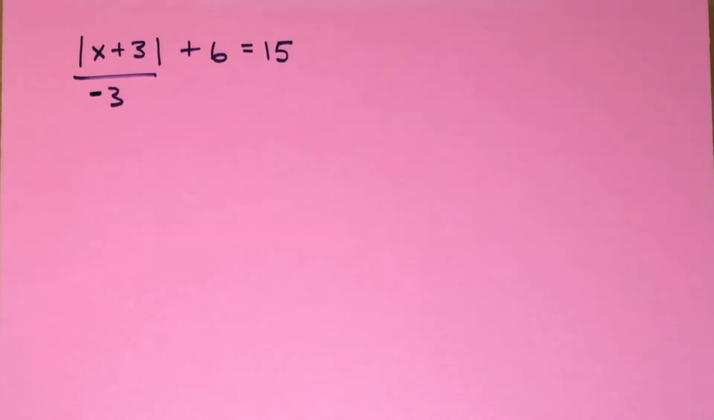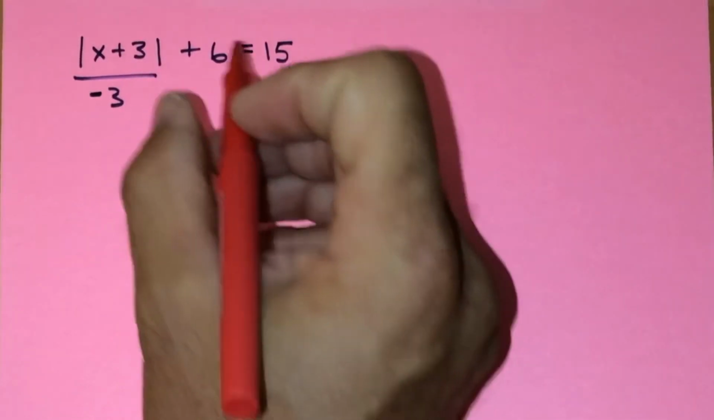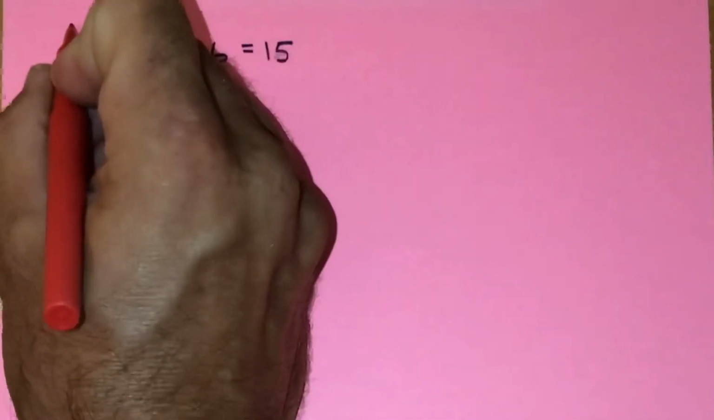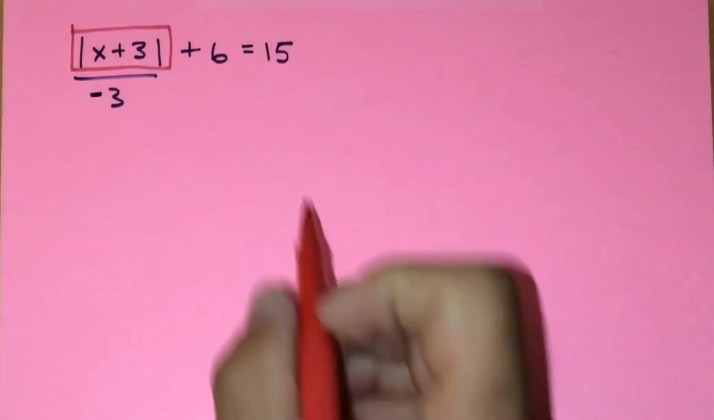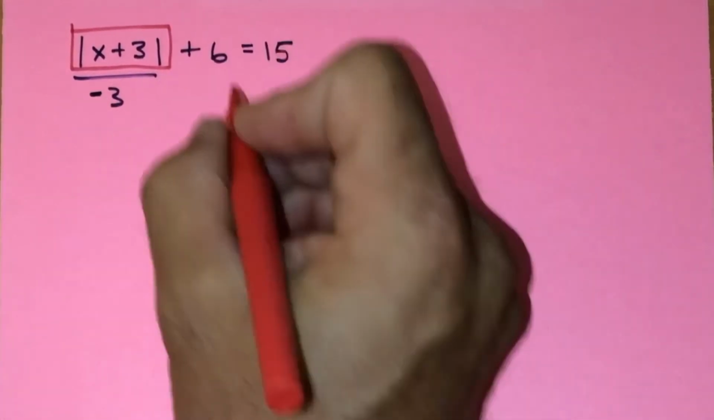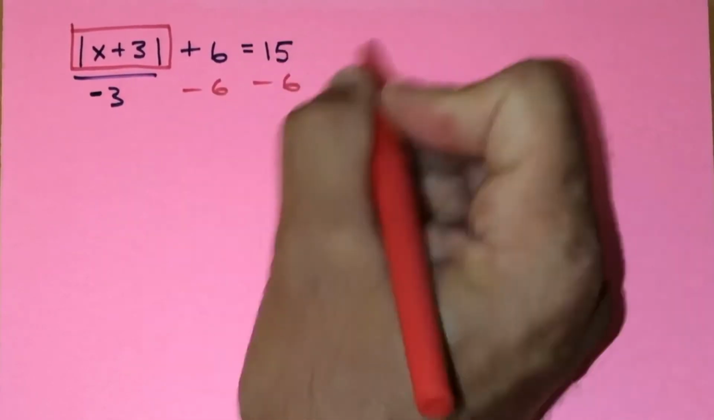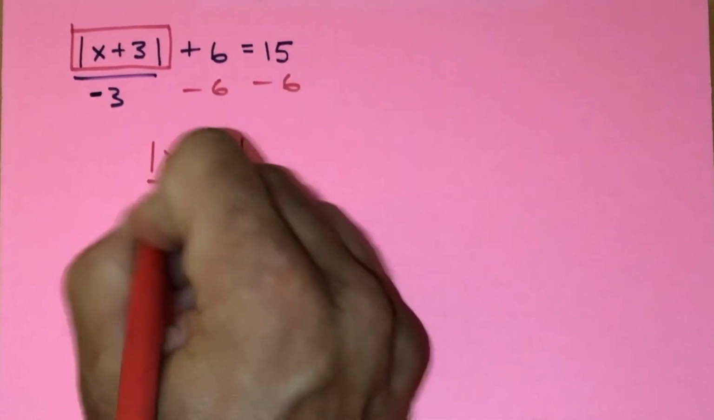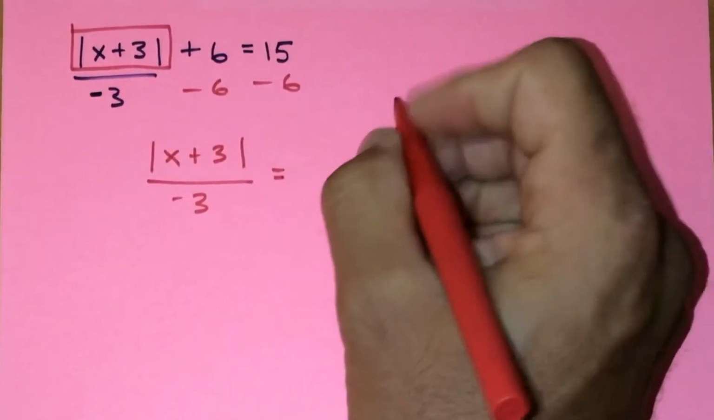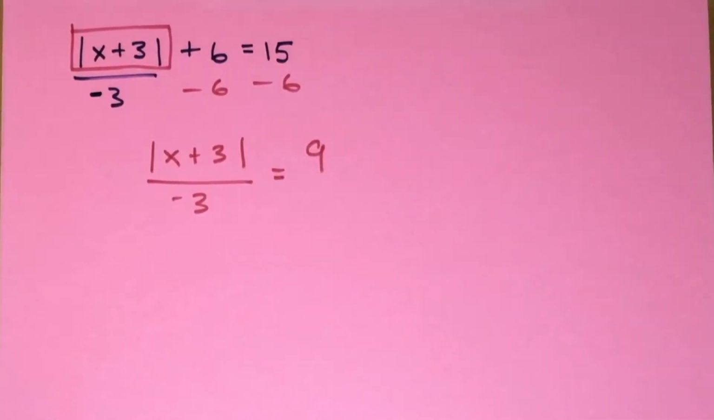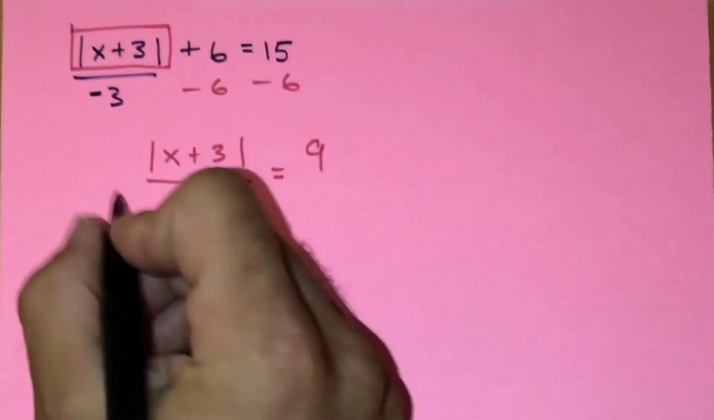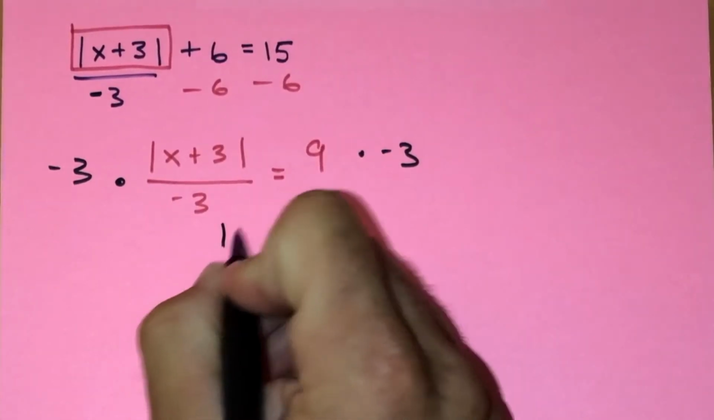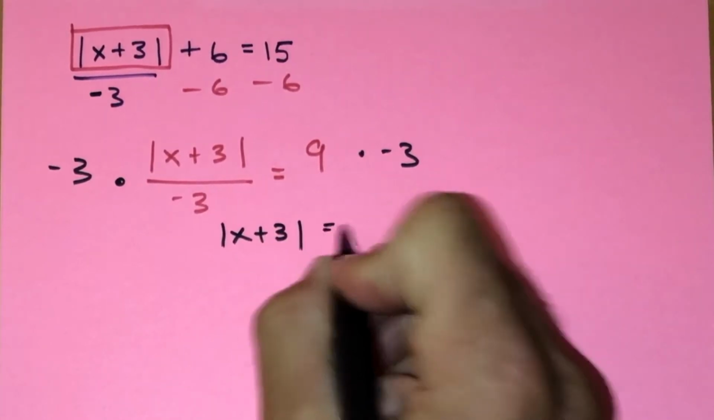Yeah, that'll be fine. So if I'm going to solve for this, I have to get the absolute value by itself first, and I'll box this, so I can split it into the two different equations. I'll subtract 6 from both sides, and I get absolute value of x plus 3 over negative 3 is equal to 9. And then multiply both sides by negative 3, and you get absolute value of x plus 3 is equal to negative 27.